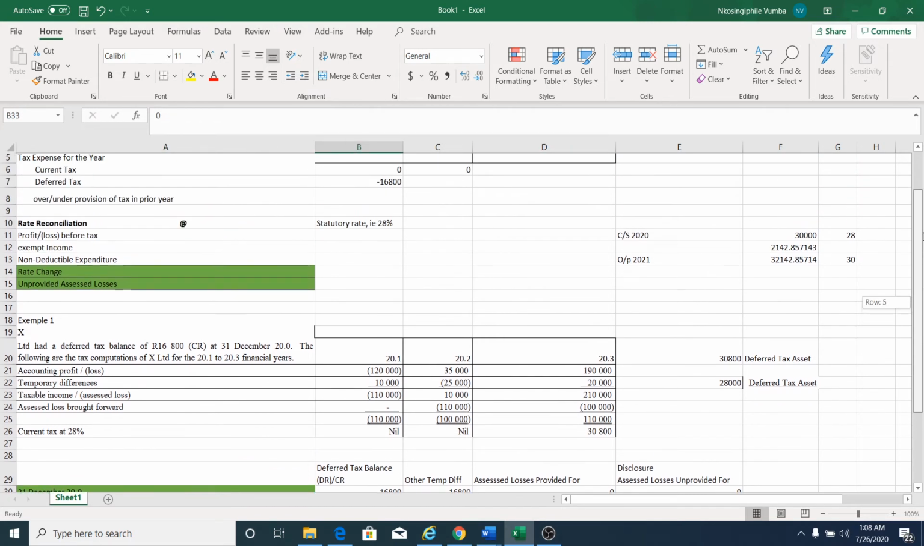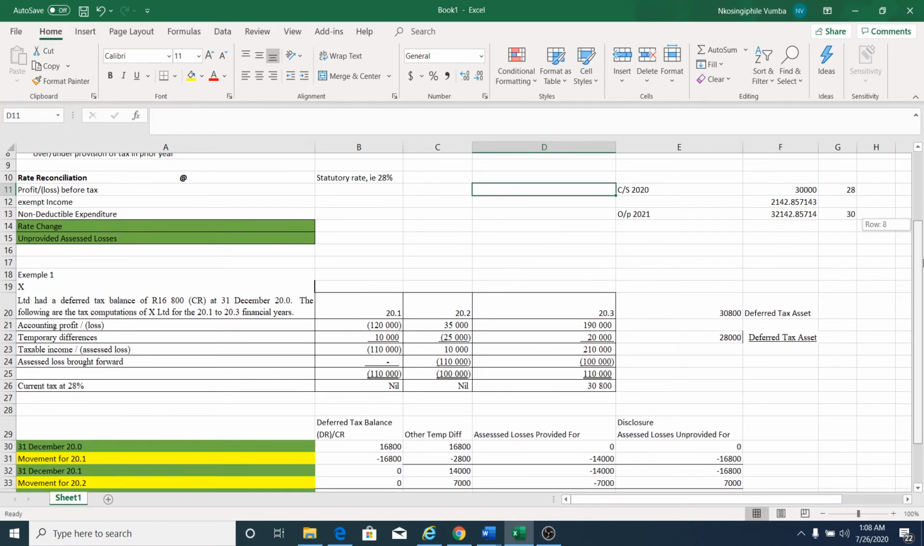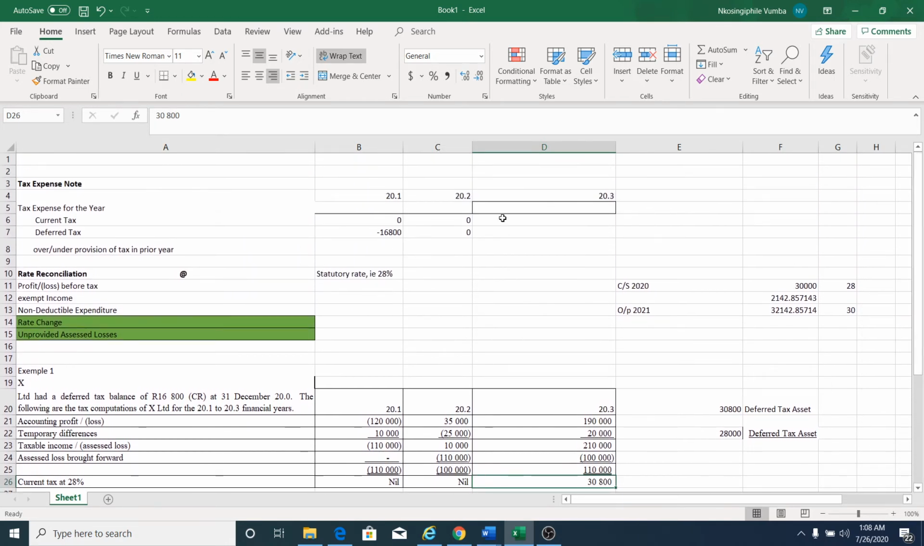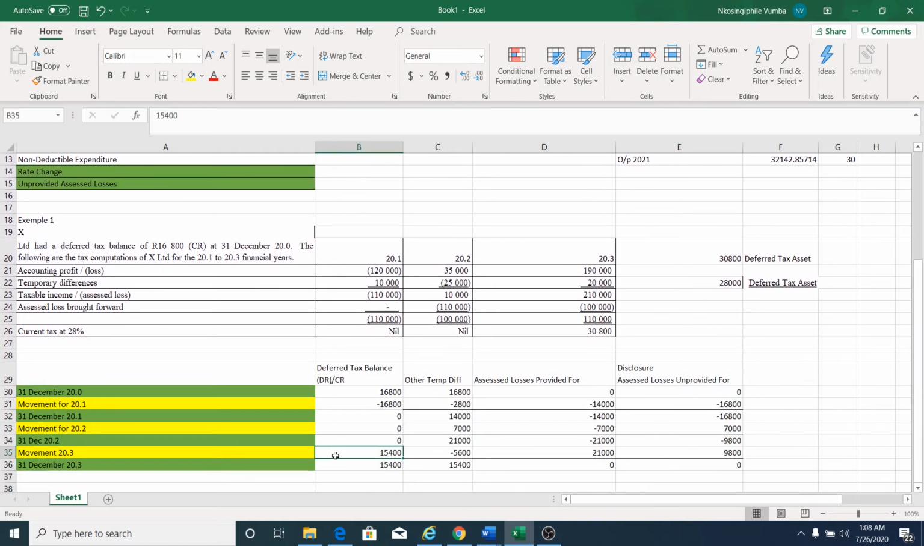Now let's go to 20.2. We have 0 movement for deferred tax. Now let's go to 20.3. For 20.3, we have a current tax expense of 30,800. Now let's look at the deferred tax. What is happening with the deferred tax? We have a movement of 15.4, which means we have a debit to deferred tax expense and a credit to deferred tax liability of 15.4. So this is a deferred tax expense for 20.3.